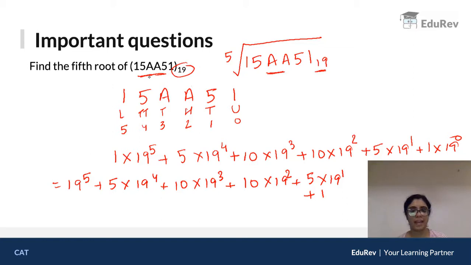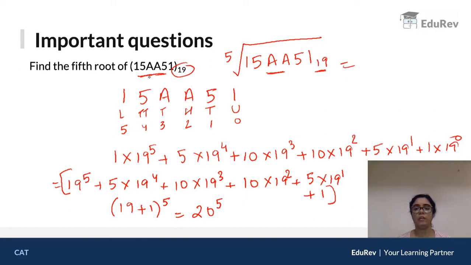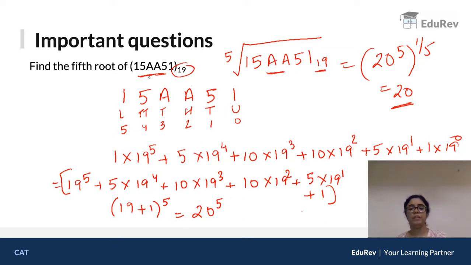If you understand, this entire expression is the binomial expansion of (19 plus 1) the whole raised to 5. If you expand (19 plus 1) the whole raised to 5, you're going to get the above expansion. So this is nothing but 20 raised to 5, which is the given number. We wanted to find the fifth root. So your answer is 20 for the given problem. Now let's move on to the next one.